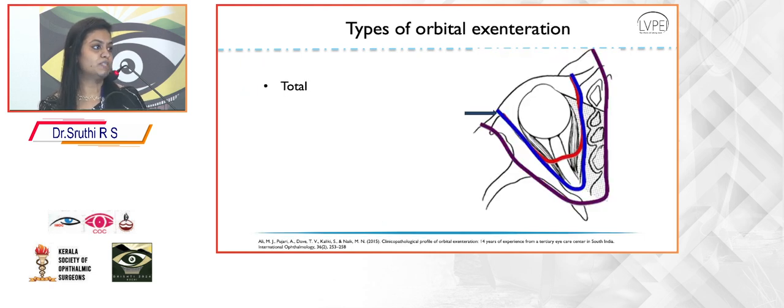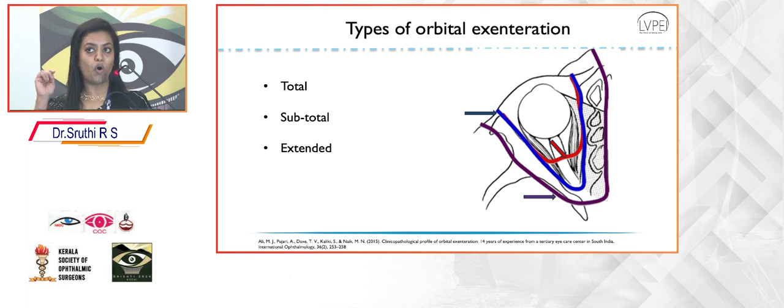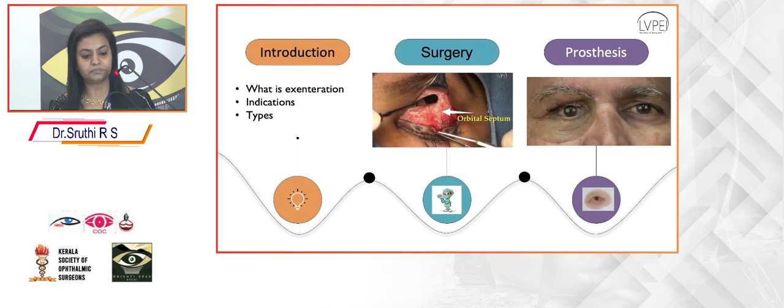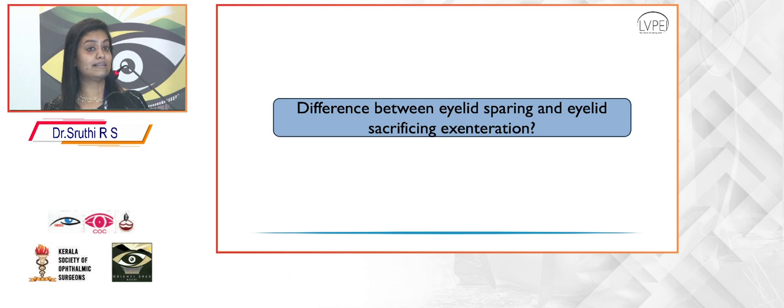So what are the types of orbital exenteration? As the dark blue marking shows, number 1 can be total exenteration. Number 2 can be subtotal exenteration, wherein you don't have to remove the posterior-most extent of the orbit till the orbital apex, especially if you have a very invasive and aggressive OSSN. You don't have to remove till that. And number 3 is an extended exenteration, wherein you also have to remove the bones of the orbit and sometimes the facial bones.